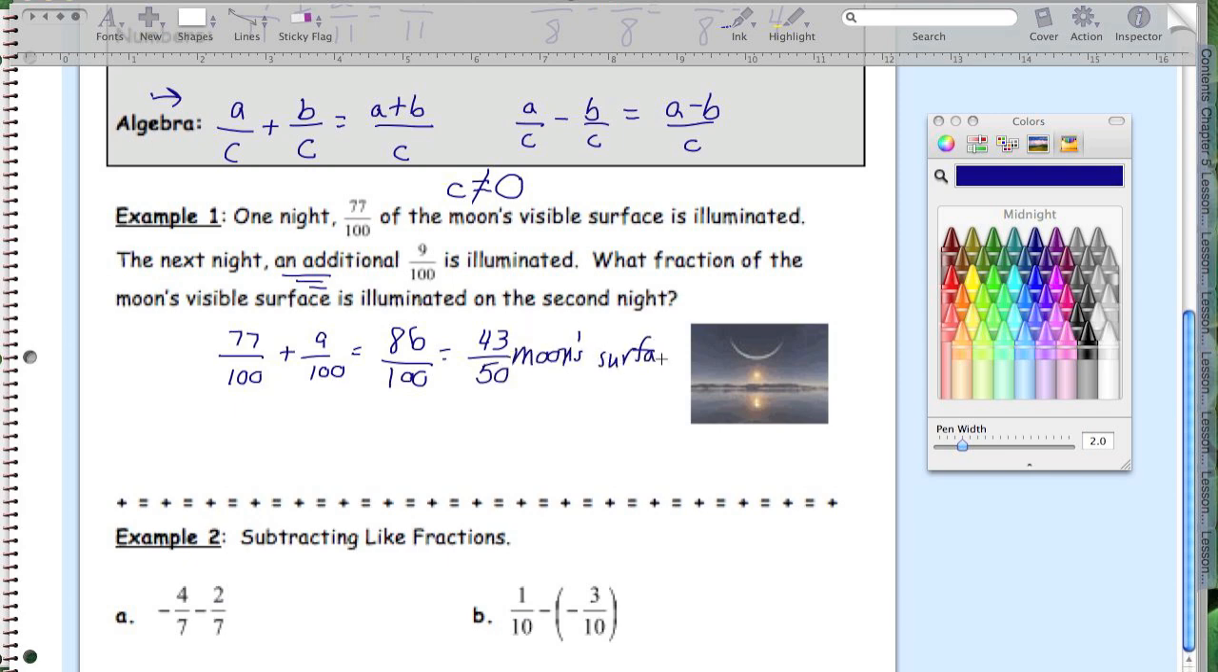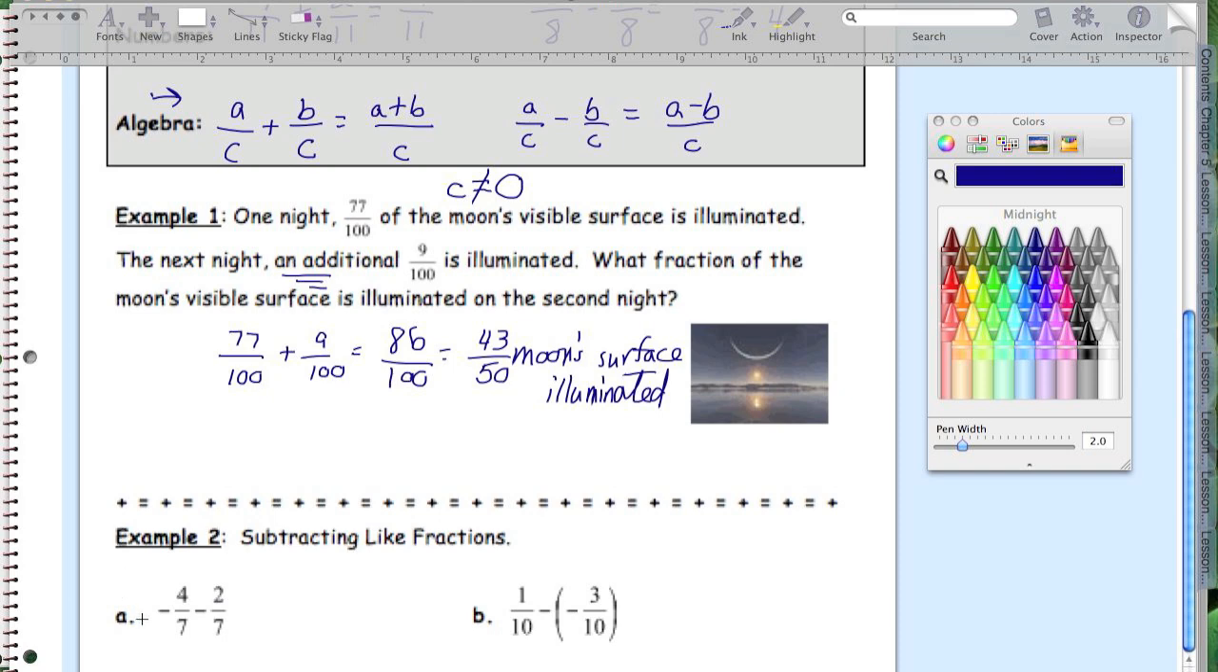is illuminated. Because it's a word problem, you do want to label, okay? The more you explain your answer in labeling, the more it's going to prove that you understand what the problem was saying, and it's also going to explain to other people reading it what your answer actually means. 43/50ths, what? Now we know of the moon's surface was illuminated.